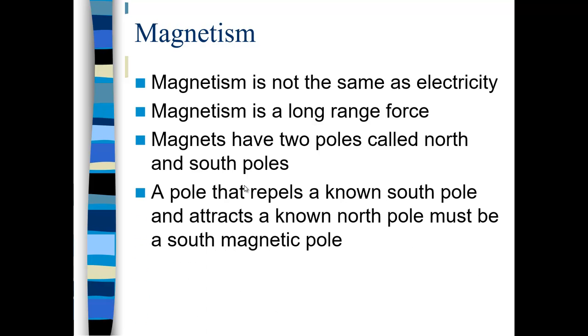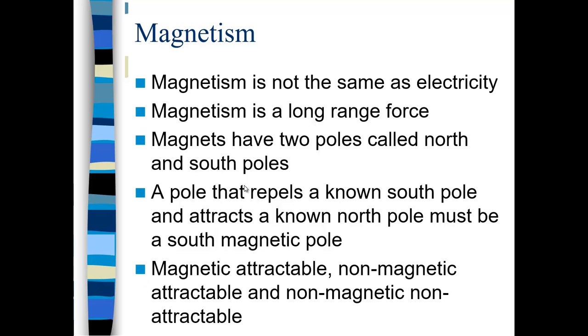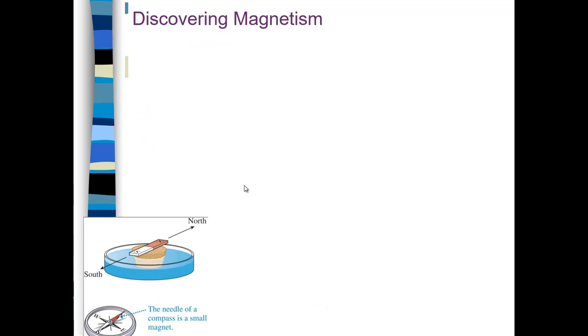And like poles repel each other, it's similar to electricity, but the pole on the Earth that repels a known south pole and attracts a known north pole must be the south magnetic pole. And then there are materials that are magnetic attractable, non-magnetic attractable, and then non-magnetic, non-attractable.